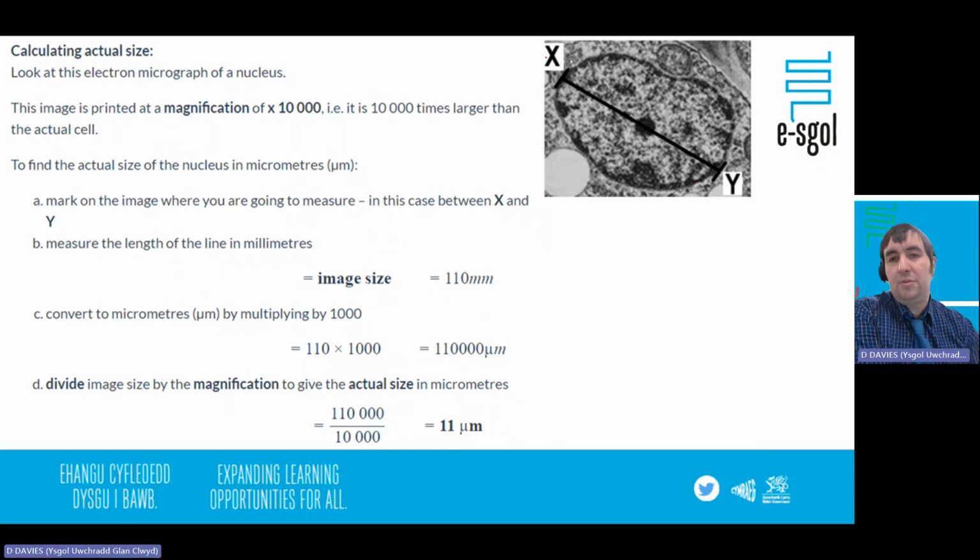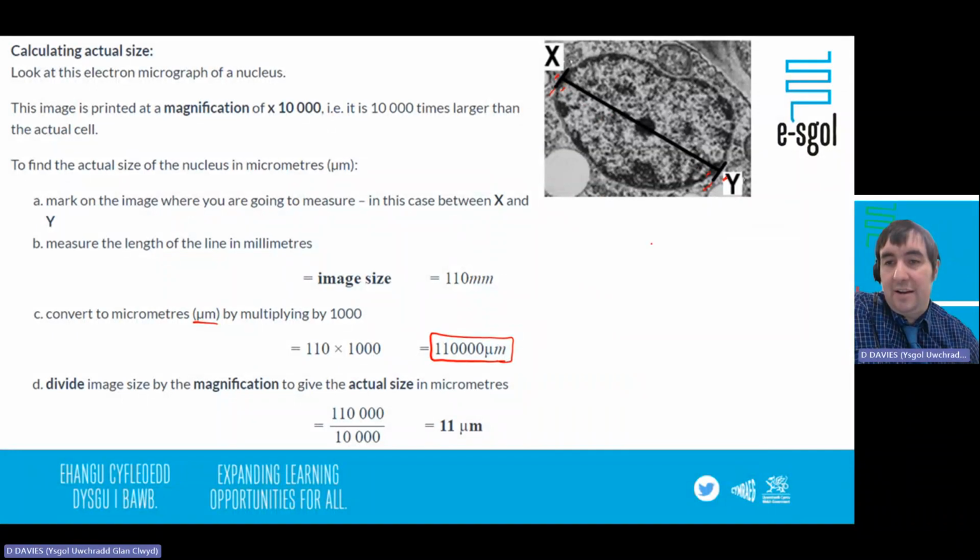Be careful, some students will stick their ruler on and measure from there to there, and some will measure from here to here. You need to measure from that line to that line. That is the length of the line. That's why they've got those vertical pieces on the line. So mark on the image, measure the line in millimeters. You convert that to microns, you multiply by 1,000, so that is the size of the image.